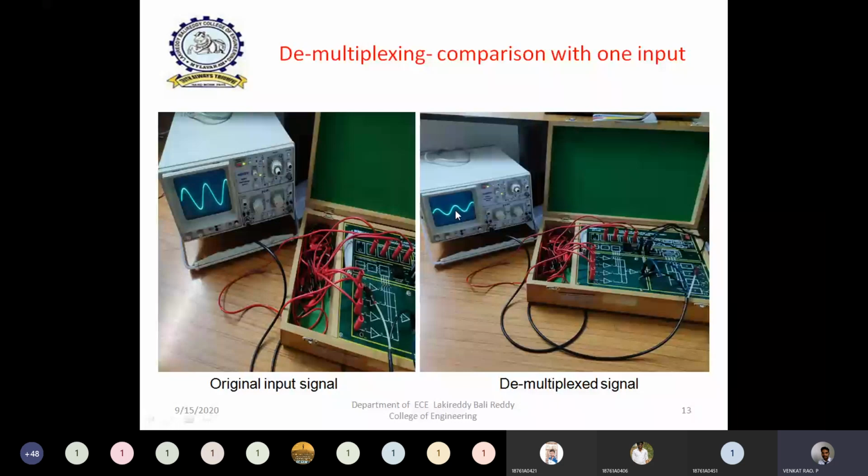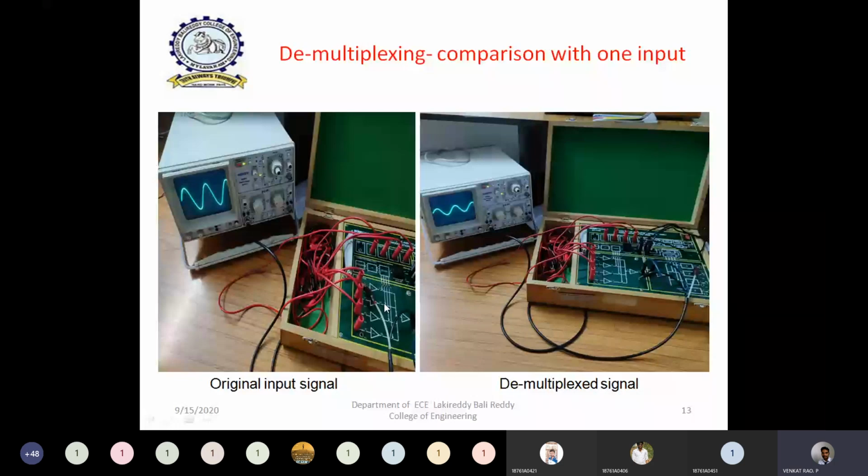If you observe these two images, we can see that there is a reduction in the amplitude, but there is no change in the frequency. Whenever there is a demodulation or demultiplexing process, the frequency of the signal must not be changed. Of course, the amplitude may be changed due to the channel characteristics. So this is the time division multiplexing technique.